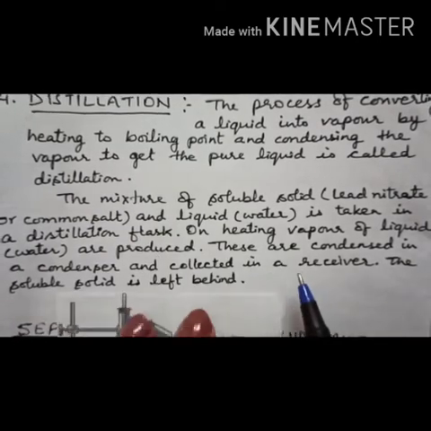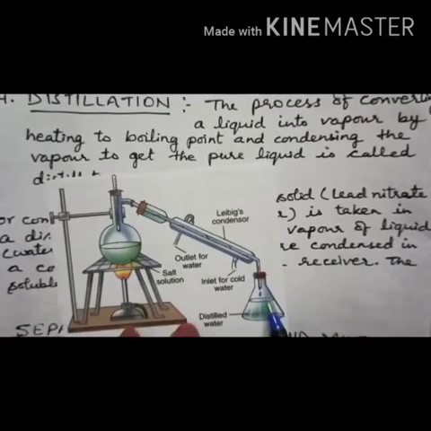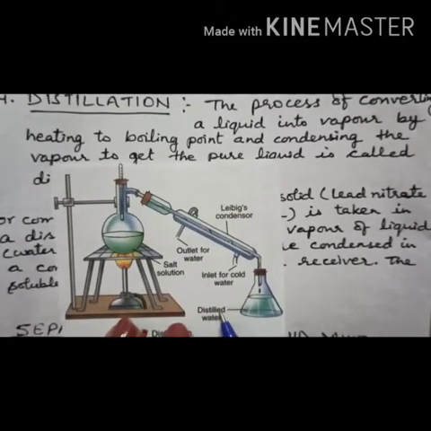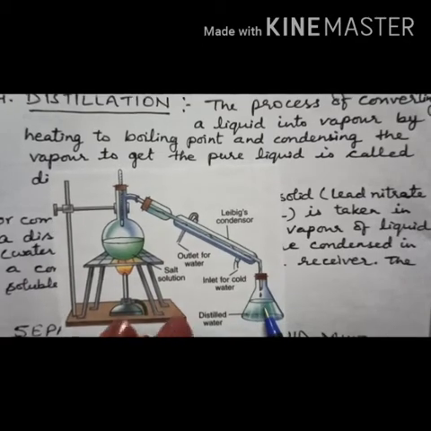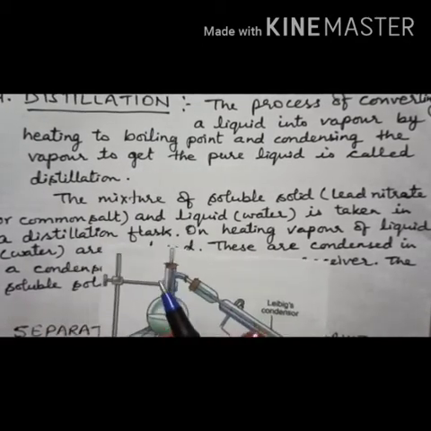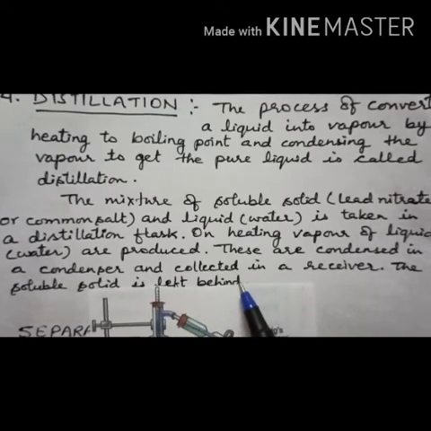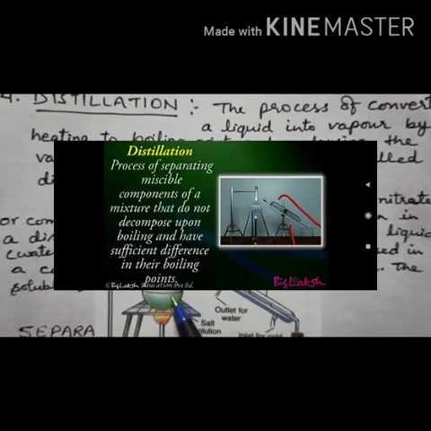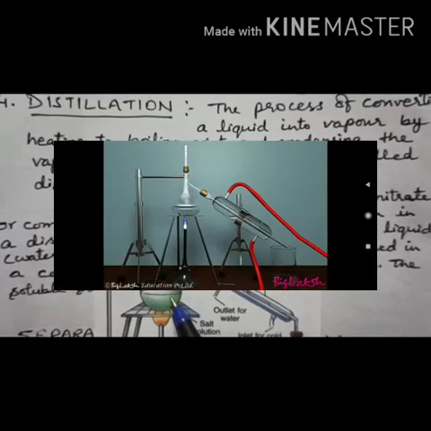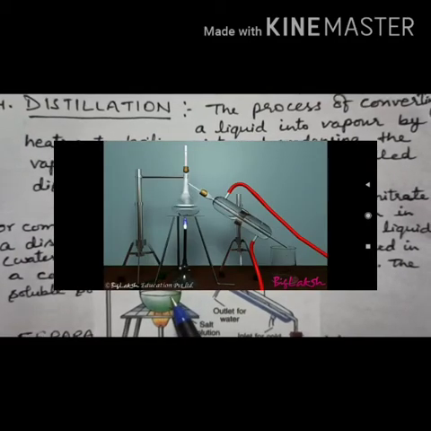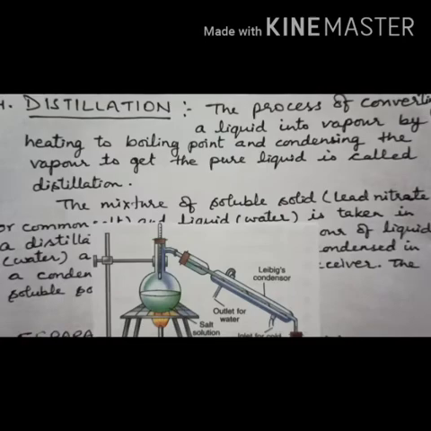and is collected in a receiver. This is your receiver, and you get distilled water or pure liquid, and the soluble solid is left behind in the distillation flask. In this way you get pure water or distilled water from the mixture.